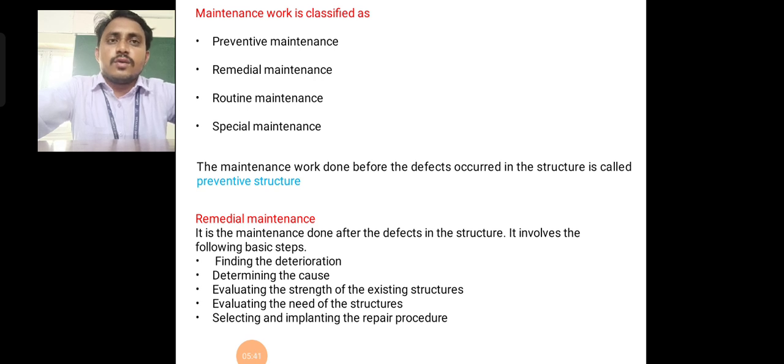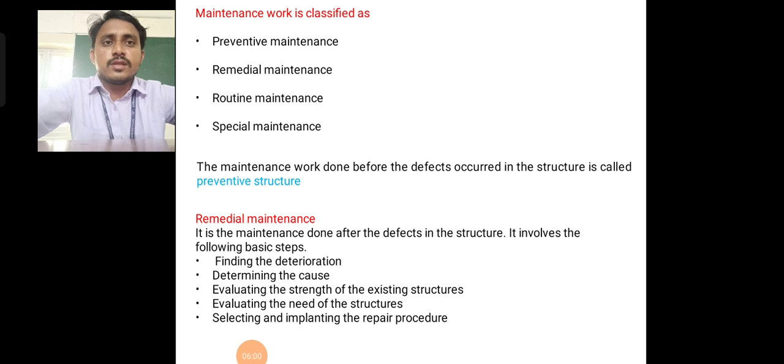Now, what types of maintenance are there related to structures? There are four classifications of maintenance. The first one is preventive maintenance, the second one is remedial maintenance, the third one is routine maintenance, and the fourth one is special maintenance.